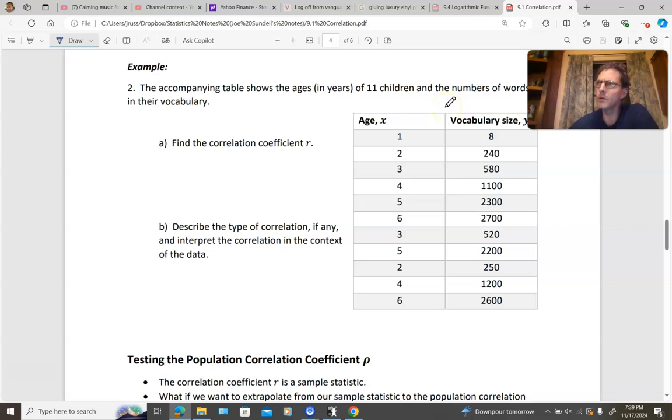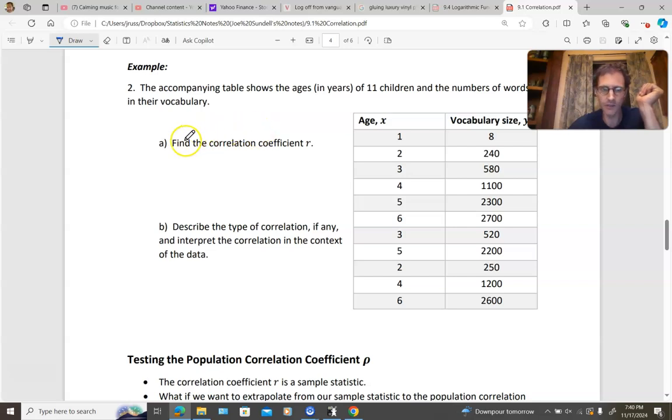And intuitively, you could think that there should be a correlation here, right? Because these values for x are relatively small, so we're really just talking about children. As a child gets older, you expect their vocabulary to also increase. So I would expect a positive linear correlation here. Okay, so I would be expecting a value of R that's positive and maybe relatively close to 1.